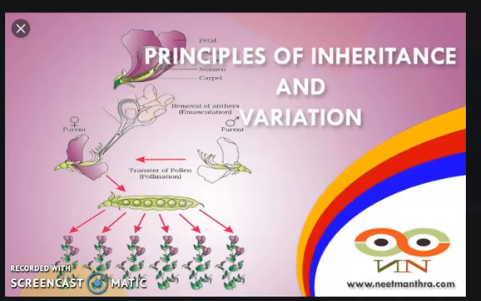Today I am going to start lesson number 3, Inheritance and Variation. First up, here we see the meaning of inheritance. Inheritance is a process by which genetic information is passed from parents to child. Inheritance describes how genetic material is passed on from parents to child.